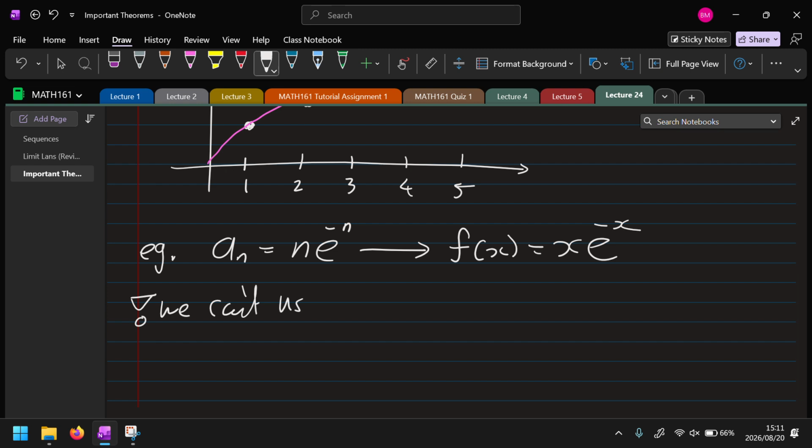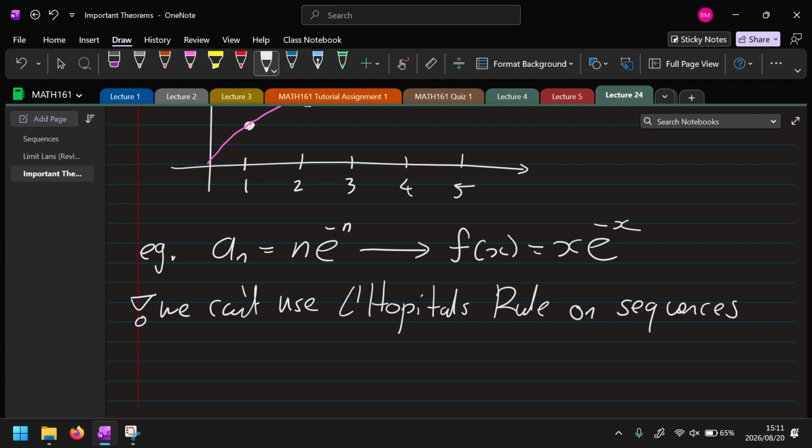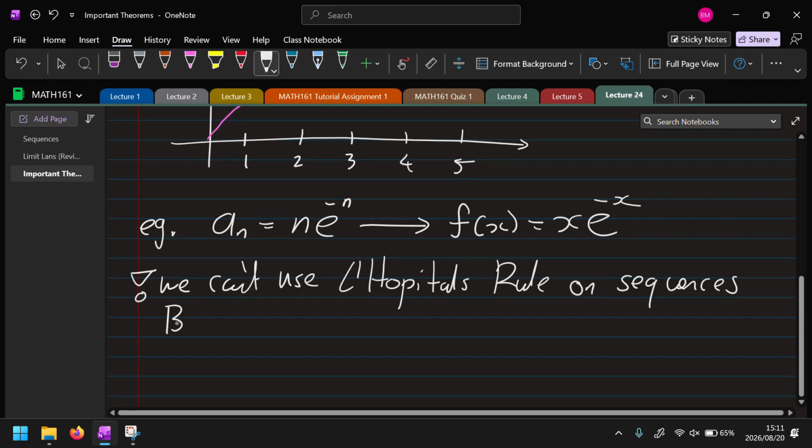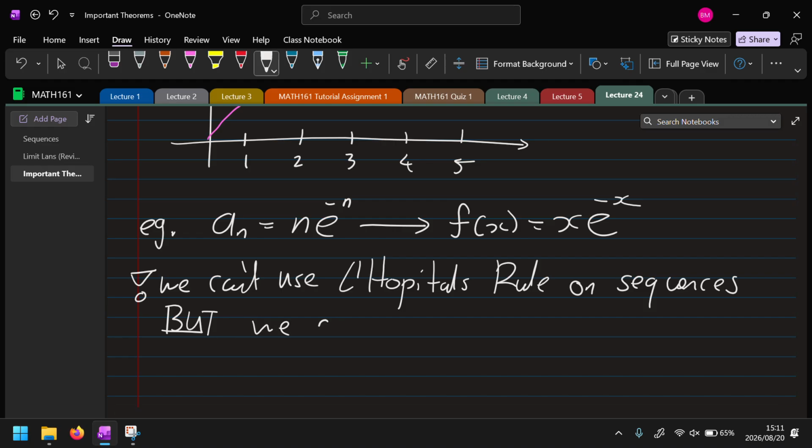So we can't use L'Hopital's rule on sequences, right? Because it's n equals 1, 2, 3. There's no derivative for that. But we can use L'Hopital's rule for functions.